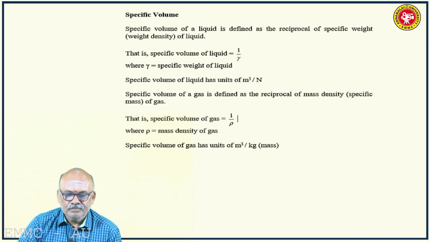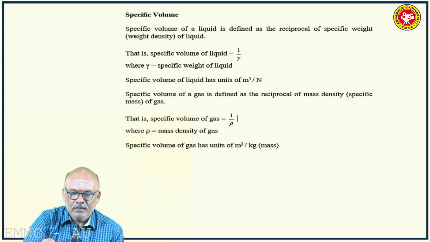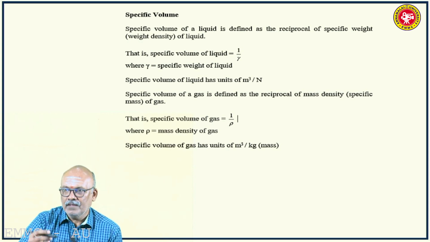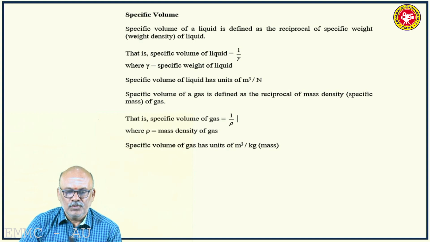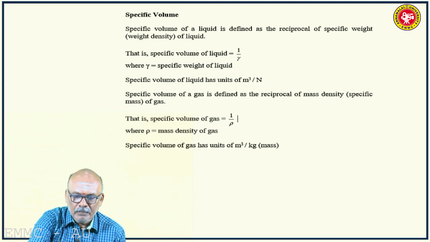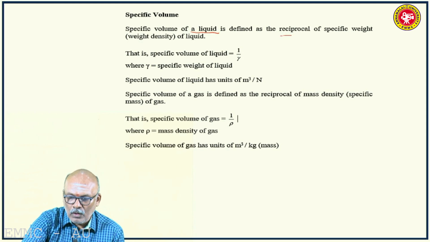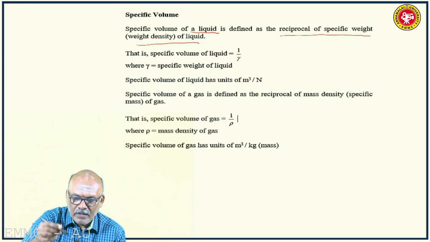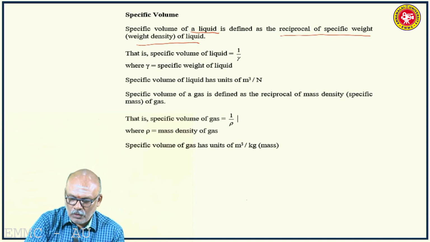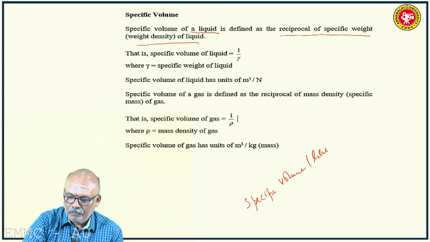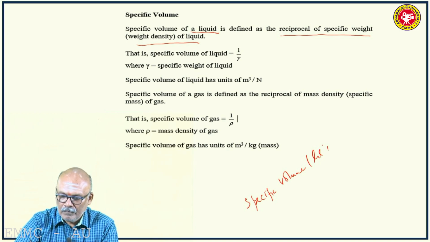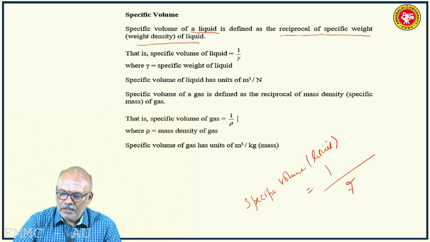Now specific volume of a liquid, then specific volume of a gas. There is a slight difference between these two in the definition. Specific volume of a liquid is defined as the reciprocal of specific weight or weight density of the liquid. So specific volume of a liquid is equal to the reciprocal of specific weight.